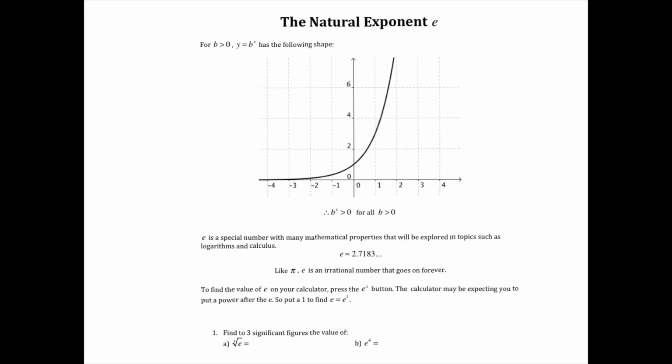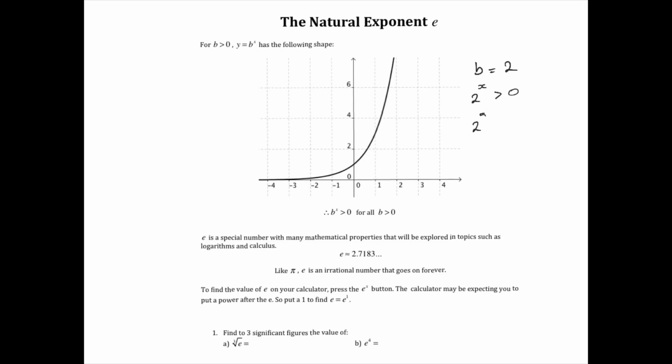Okay, so as you know, for any number b bigger than 0, y equals b to the power of x has the following shape, this exponential function shape. This is because b to the x is bigger than 0 for all b bigger than 0. For instance, if b equals 2, then 2 to the power of x is always going to be bigger than 0. Think about that for a second.